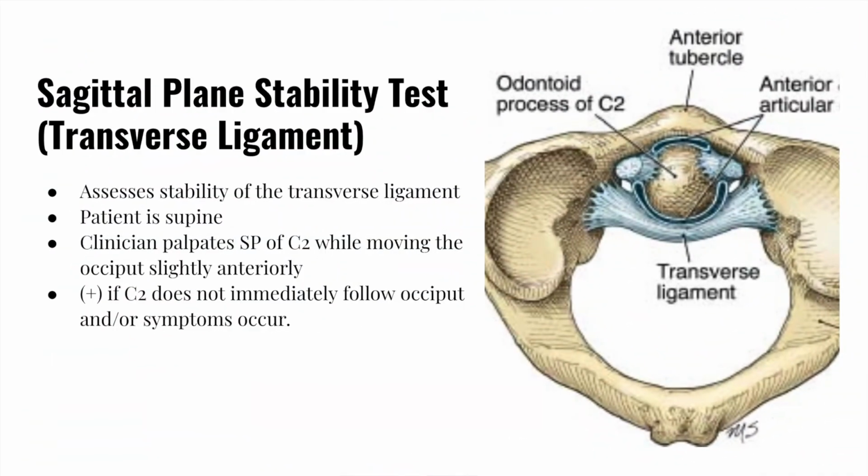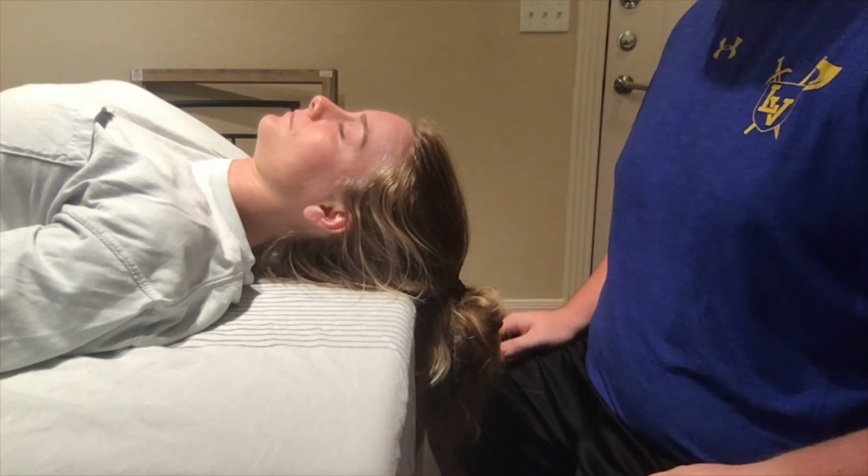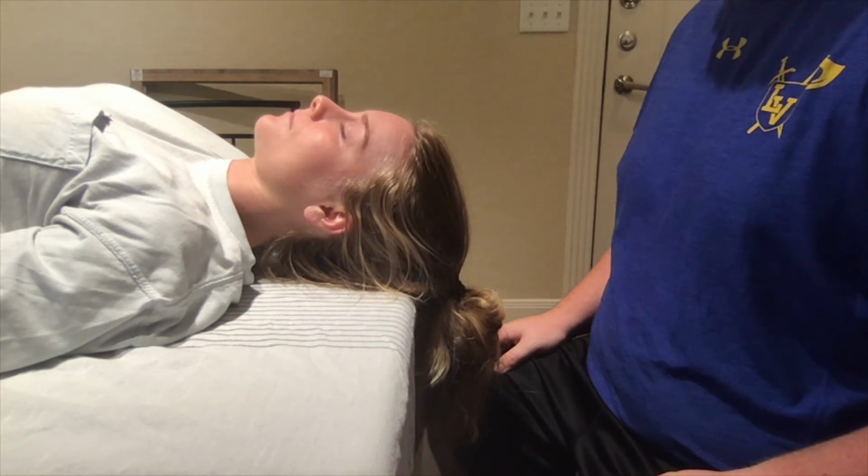The sagittal plane stability test is another test that assesses the transverse ligament. To perform this, the patient would be supine. The clinician will then palpate the spinous process of C2 while moving the occiput slightly anteriorly. A positive sign is if the C2 does not immediately follow the translation of the occiput anteriorly and/or if symptoms occur.